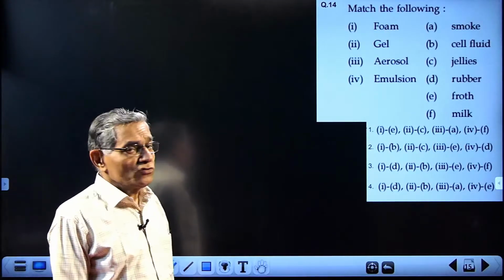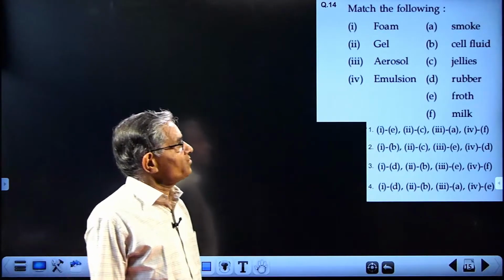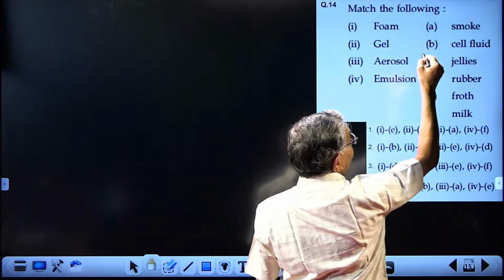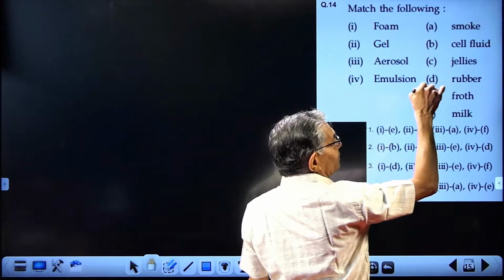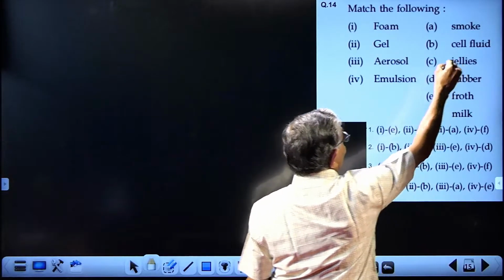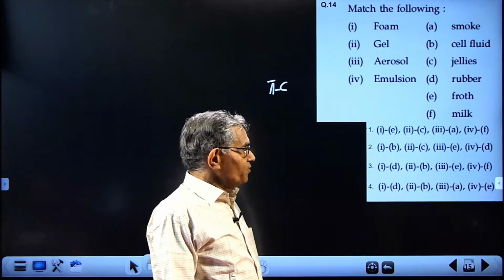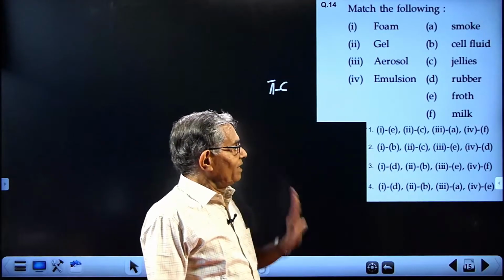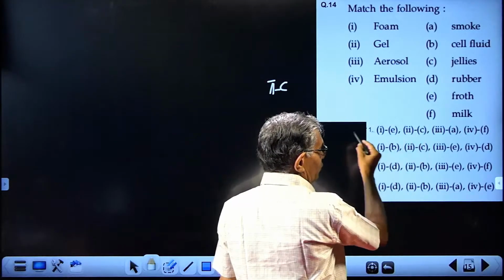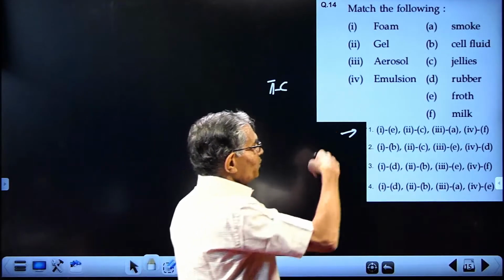14th question. Match the following. The data will be found in the surface chemistry chapter. Gel is a very easy one because gel easily matches with jelly. So 2C should be there in the answer. First of all, see whether 2C is there in all. Here we have got 2C, here also 2C. So the answer is either 1 or 2.